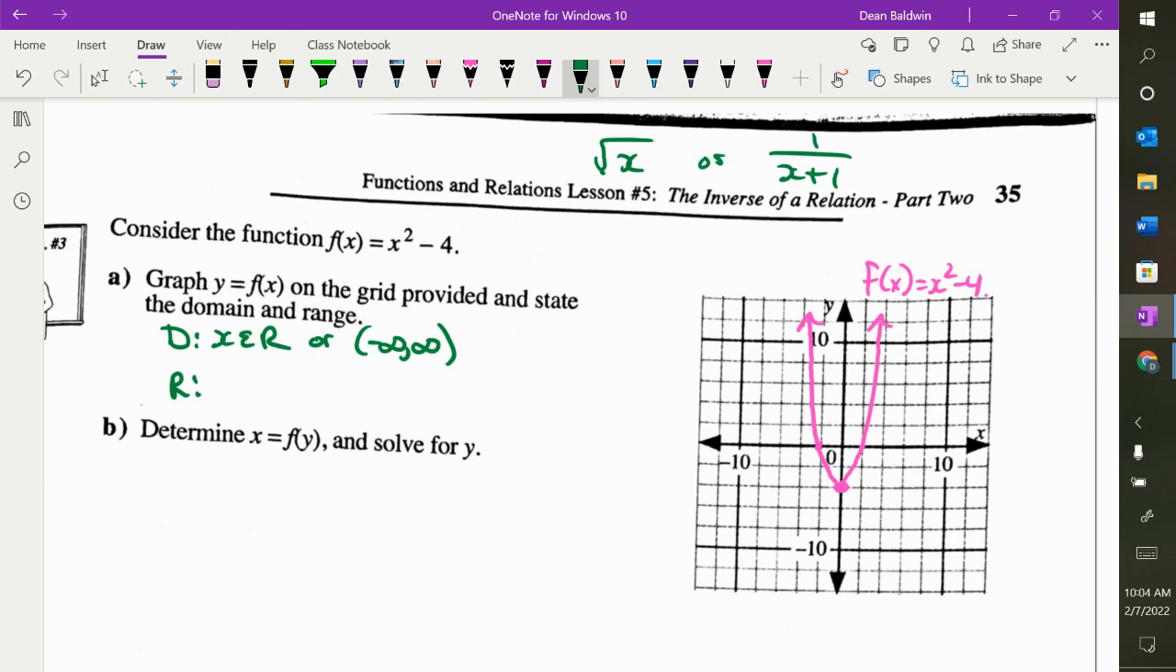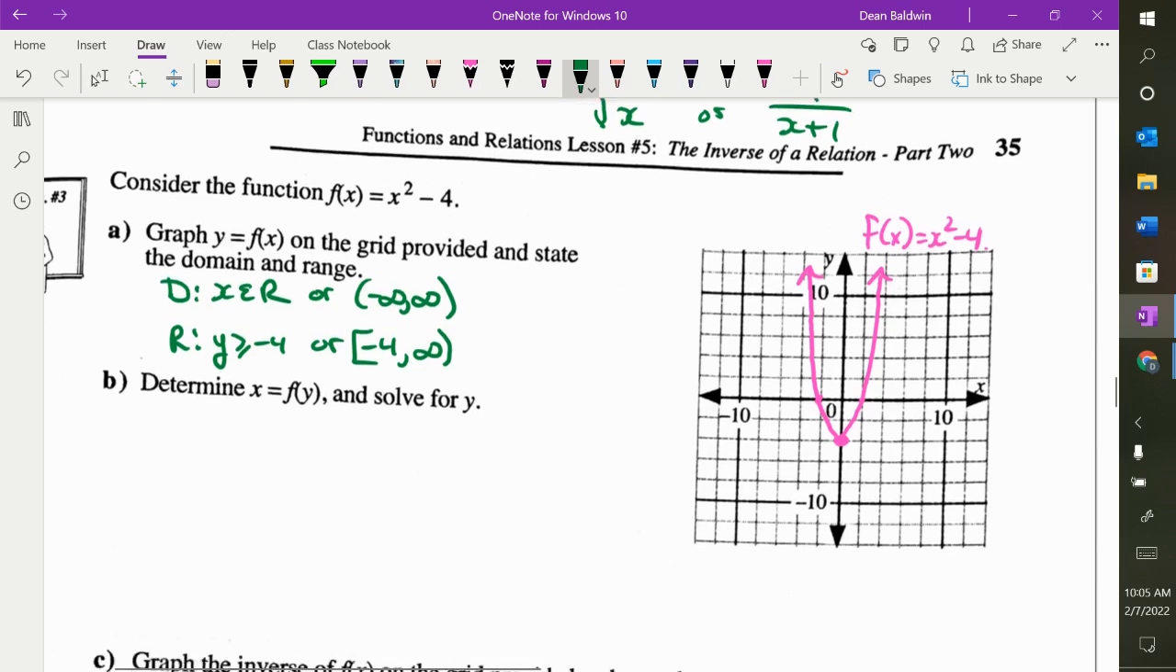I don't care which method you use. What's the range of this graph? Greater than or equal to negative 4. So you can write y is greater than or equal to negative 4, or negative 4 to infinity. Do we include the negative 4? So what kind of bracket do we put around it? Square bracket, and infinity you can't get to, so you put a nice round bracket, right? Okay. Is everybody okay with that?